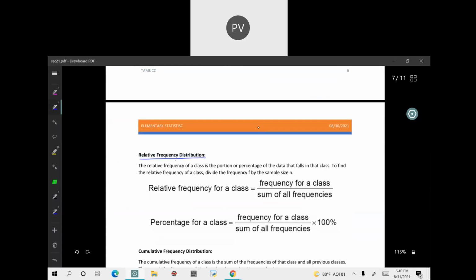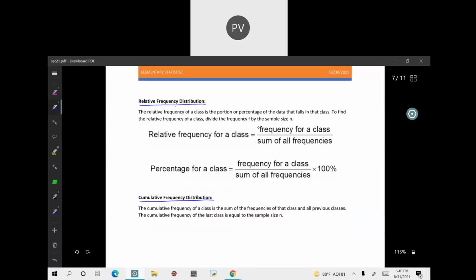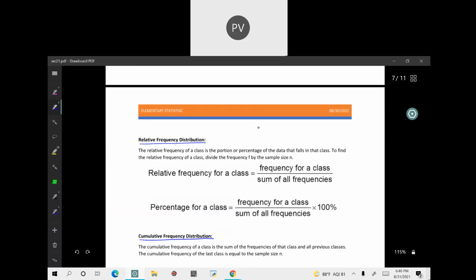and cumulative frequency distribution. Now what is it? So the relative frequency is nothing but the portion or the percentage of data that falls in that particular class. Okay, now how do you find this relative frequency? You are going to divide a frequency, right? Frequency f, you know that, right? So frequency will be divided by the sample size.